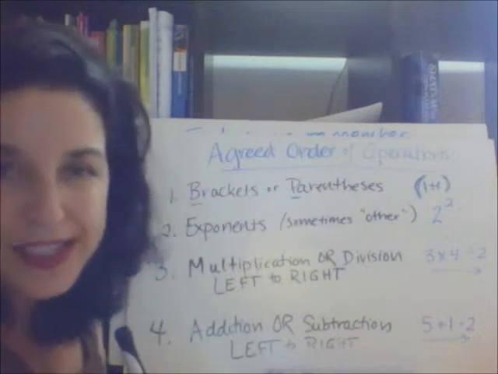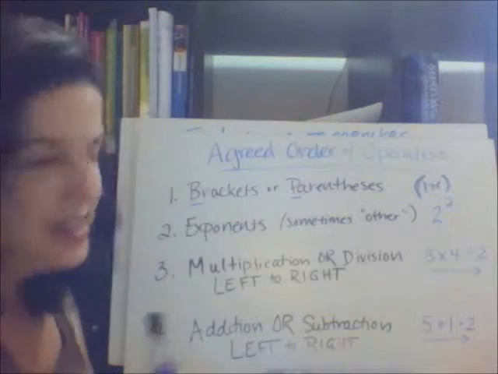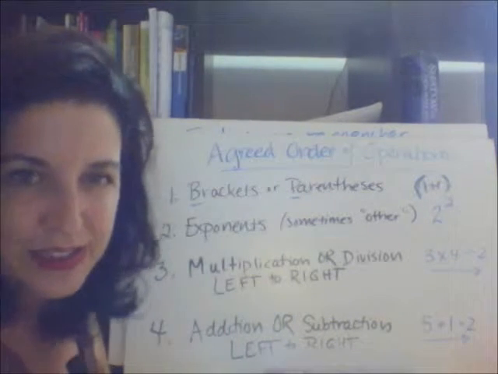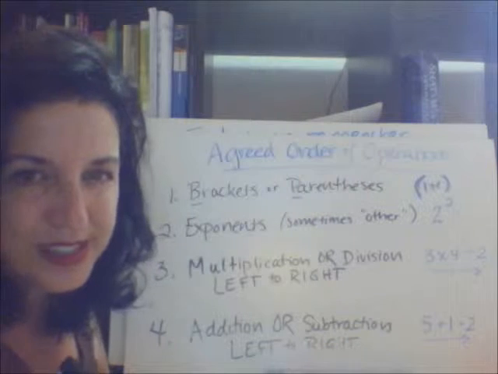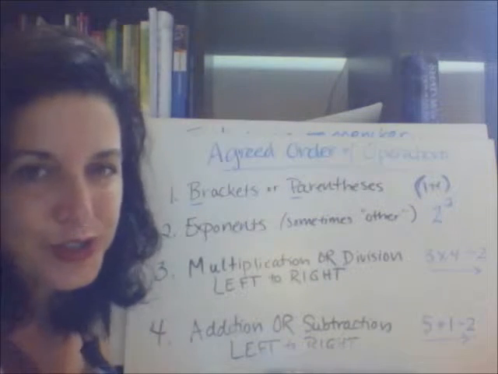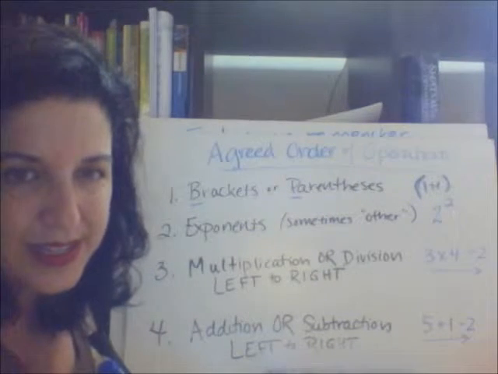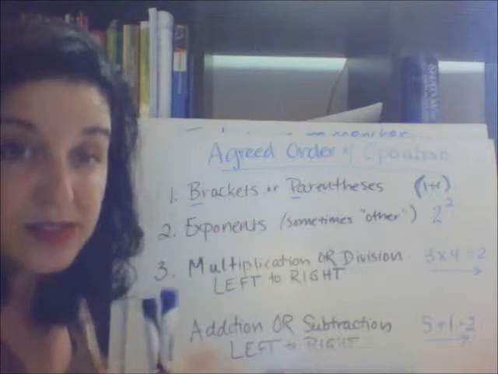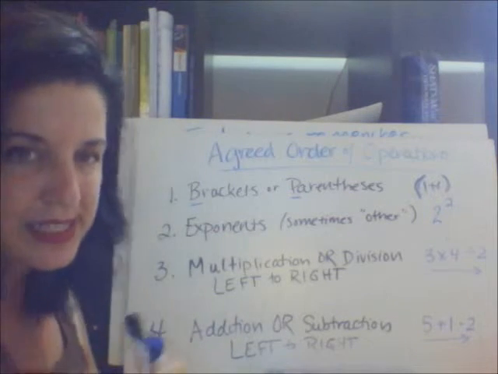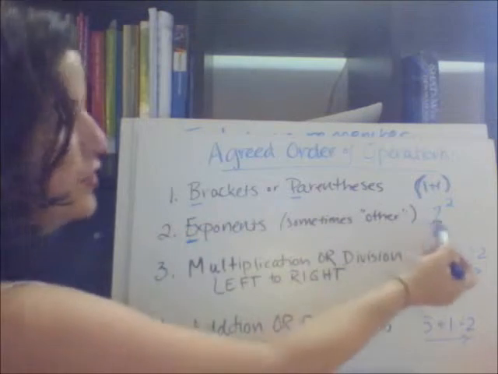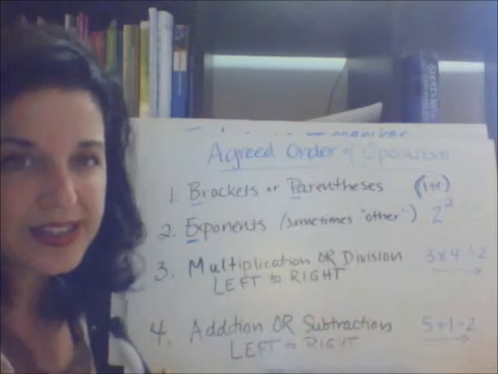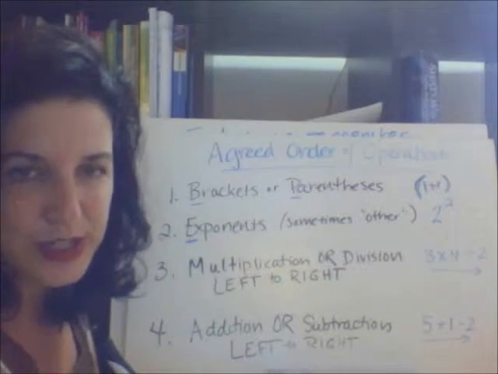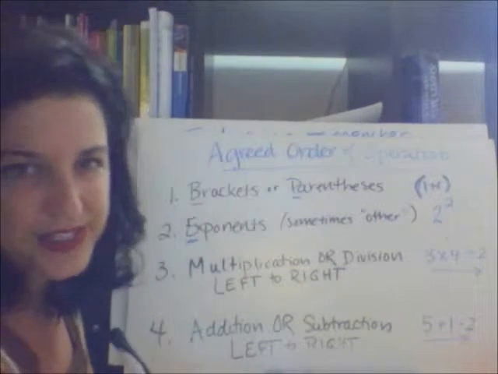The second one is exponents, like we've just been speaking about. Sometimes you see it written as "other", but I don't think that's appropriate for a middle school. In big school, we're going to call them exponents. So that's E for exponents, for example 2 squared. You would do that second in your order of operations, or first if there are no brackets.